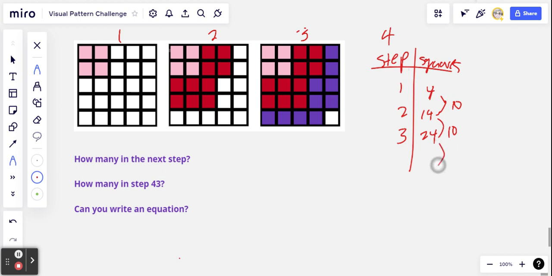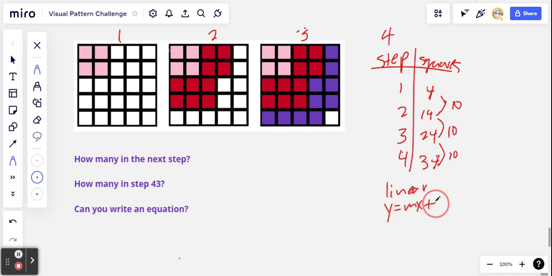So I think the next step, we would add 10 again. So for step 4, we'd have 34. Guess we'd have to have a bigger square or another square to start filling in because there's only one open spot left there, but we should have 34 colored squares in step 4. When you get this constant in the differences, when it's changing by the same amount in every step, that is a linear pattern. And that means we can use the equation for a line to model it.